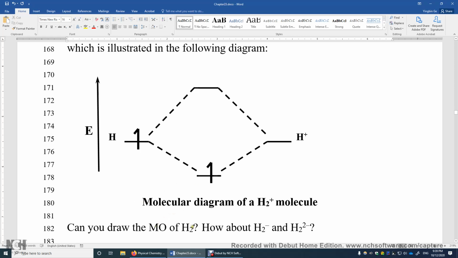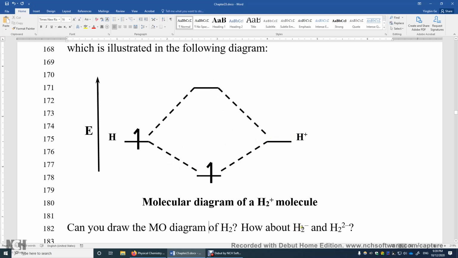What about the MO of H2? Well, you just need to change this H plus to H. Put an electron here, and then put an electron here. Now you have the molecular orbital diagram of H2. Now what about H2 minus? H2 minus means you have 3 electrons. So you can put 2 electrons here, 1 electron here.